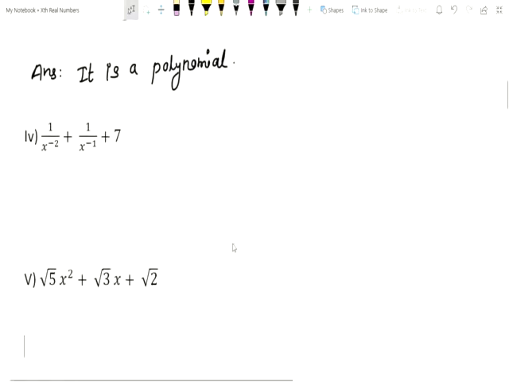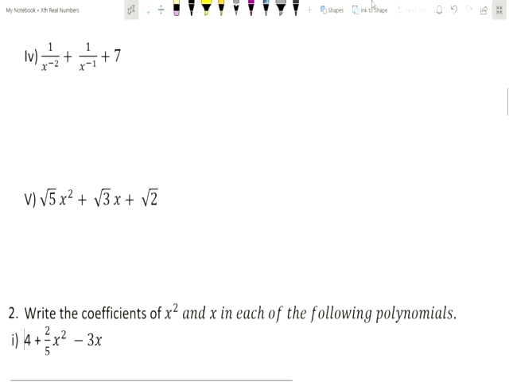Next one. 1 by x power minus 2. How can you write this? 1 by x power minus 2 is x square. Plus 1 by x power minus 1 is x power 1. Plus 7. Now you see the powers. Here the powers are positive. So it is a polynomial.